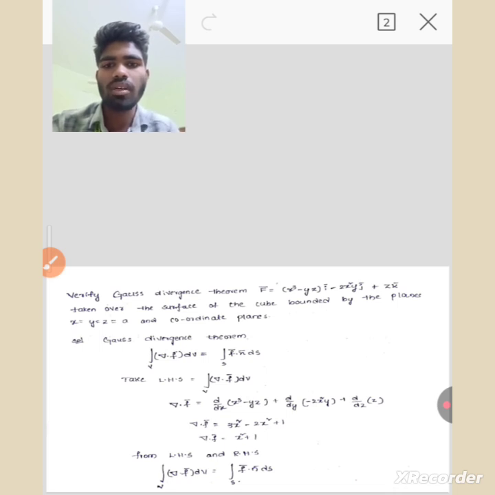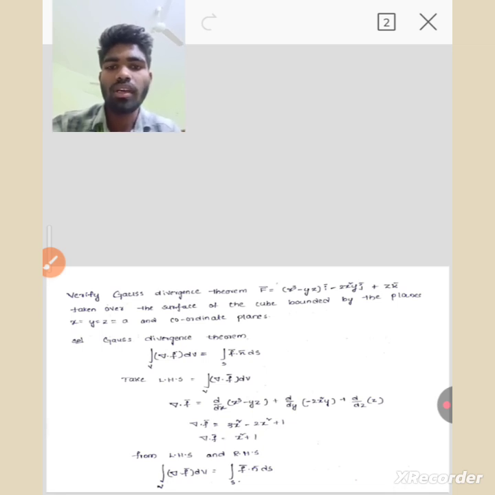Solution. Gauss divergence theorem: integral over V of del dot F bar dV equals integral over S of F bar dot n bar dS. Taking LHS, integral over V of del dot F bar dV. Del dot F bar equals the partial derivative of x cube minus yz with respect to x, plus the derivative of minus 2x square y with respect to y, plus the derivative of z with respect to z, which is 3x square minus 2x square plus 1. So del dot F bar equals x square plus 1.